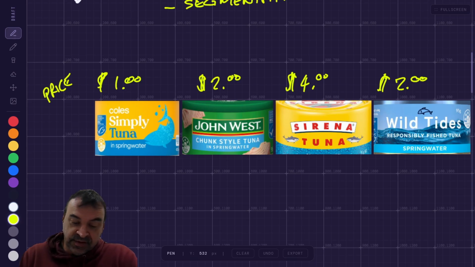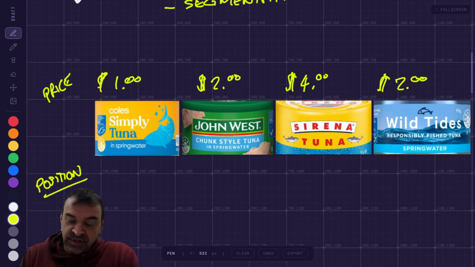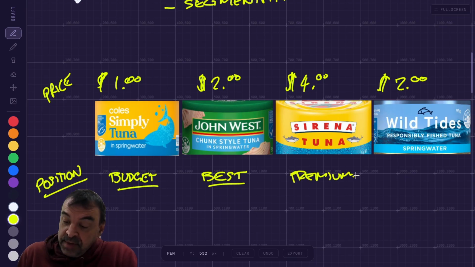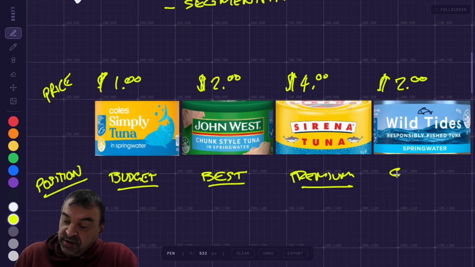The other thing we can look at is the position of these. And this is us on Monday morning panicking. We need to make money. So this is our war room of how we're going to do it. We look at tuna and its position as budget. Simply Tuna is a budget option. John West is positioned as best. John West, the best. Not necessarily true, but that's what the John West advertising says. Serena Tuna is premium. It may not be, but by virtue of the fact it's 4 times more expensive than the budget version, it is positioning itself as the premium version, and Wild Tides is positioning itself as the green version.